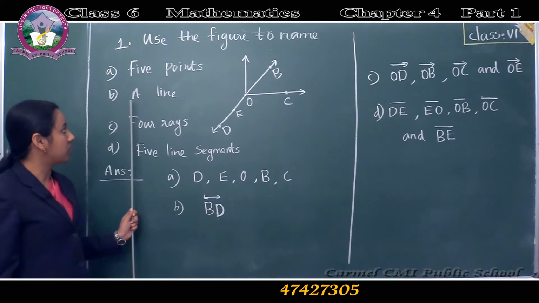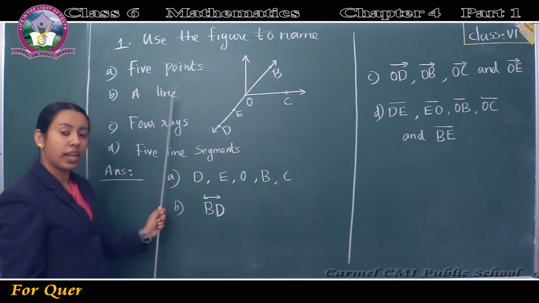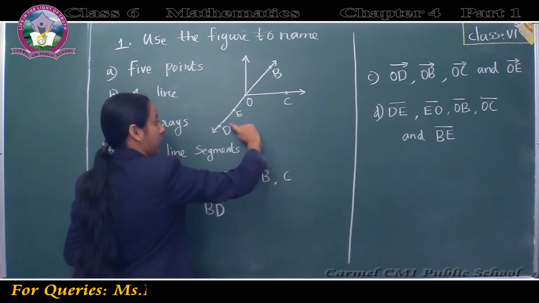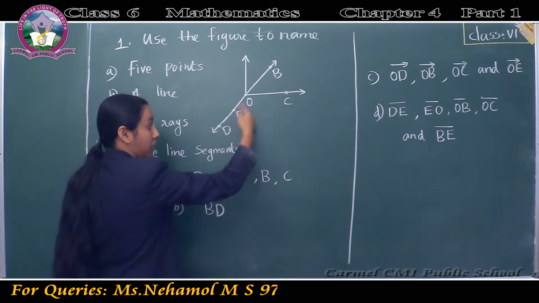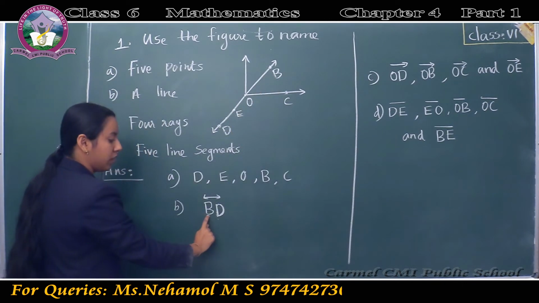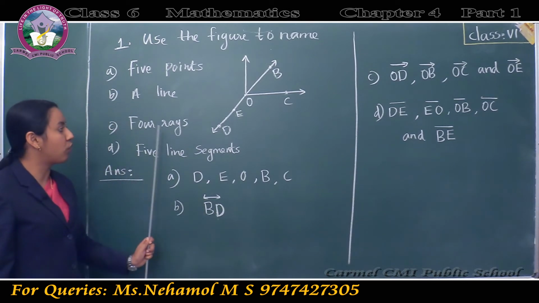Then, second question, a line. From this diagram, we have to name a line. DB is a line, or we can write it as BD. Second one, line BD.